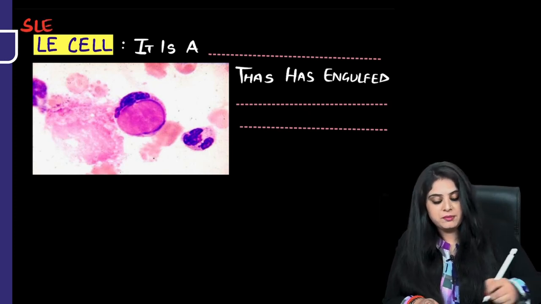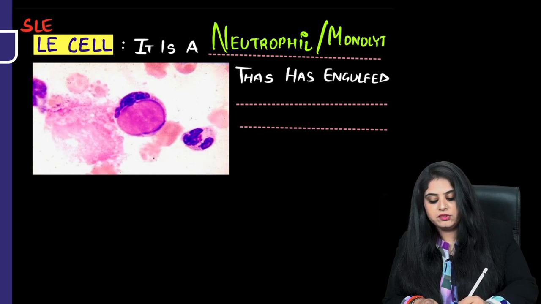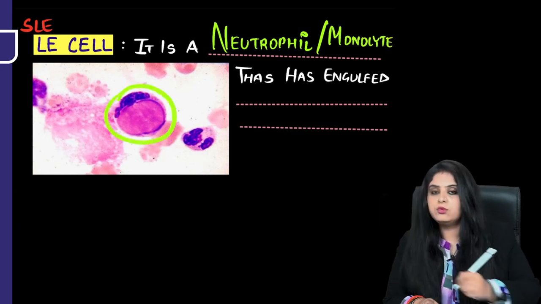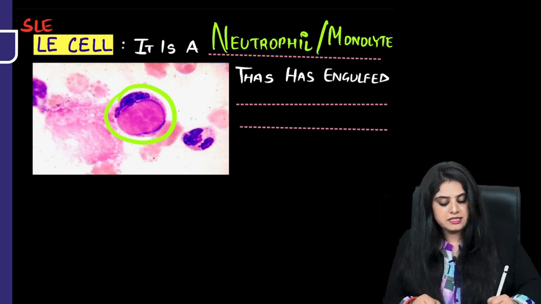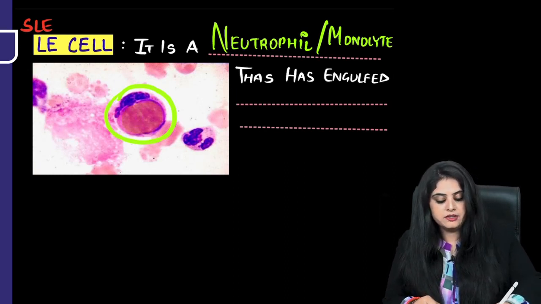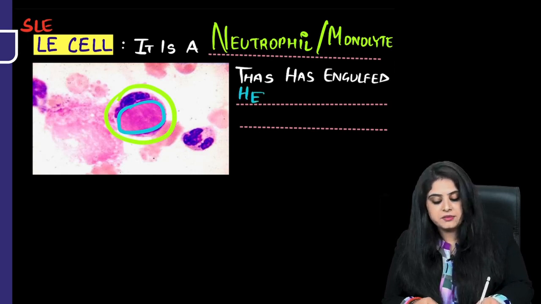So some people say that it can either be a neutrophil or it can be a monocyte. These are the two possibilities. This big cell is a neutrophil or a monocyte, and it has eaten something. If you look carefully, it has eaten up a bluish color body here. Can everyone appreciate? One big blue body has been eaten. Blue color means hematoxylin. It has engulfed something known as hematoxylin body. So what is hematoxylin body?